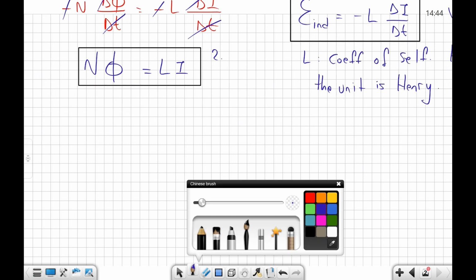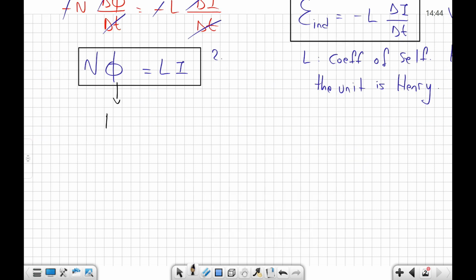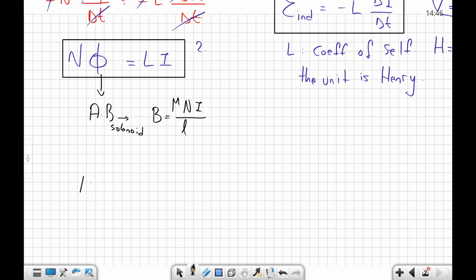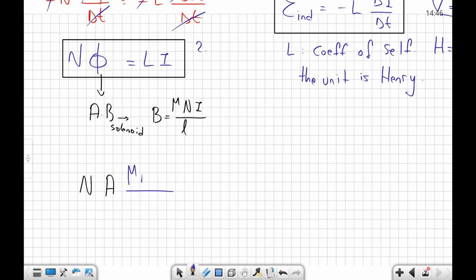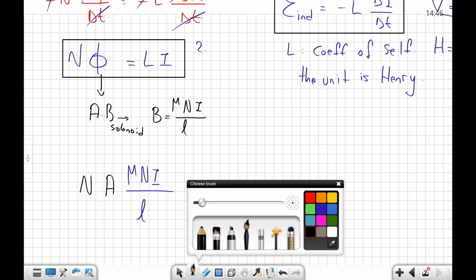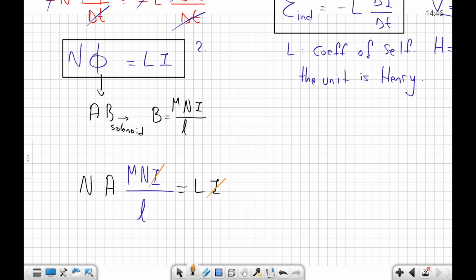Let us play with the equation a bit more. Flux is equal to A times B. Since it is on its own flux, it is always maximum, so we will not write the cosine here. And the magnetic field for a solenoid, B, is equal to mu n I over L. Let us write it instead of the equation. I have an N here, I have A here, and instead of B, I will write mu n I over L, which is equal to L times I. Now I can cancel the currents. I and I will cancel each other, and N becomes N squared.